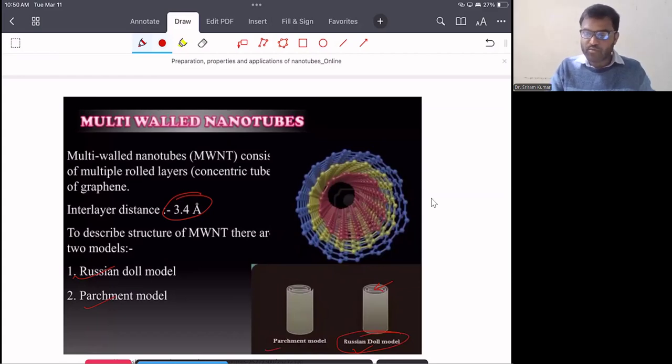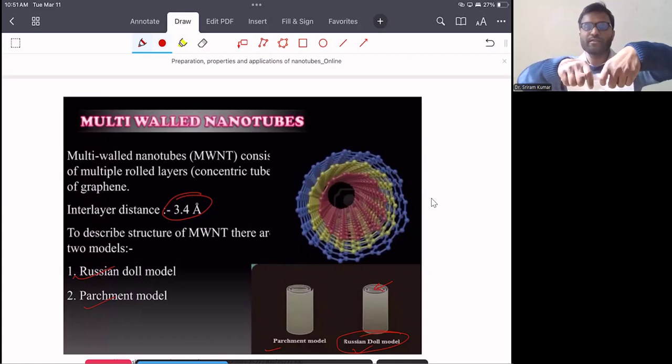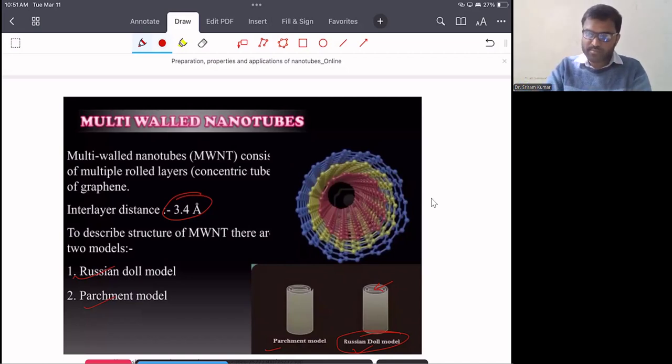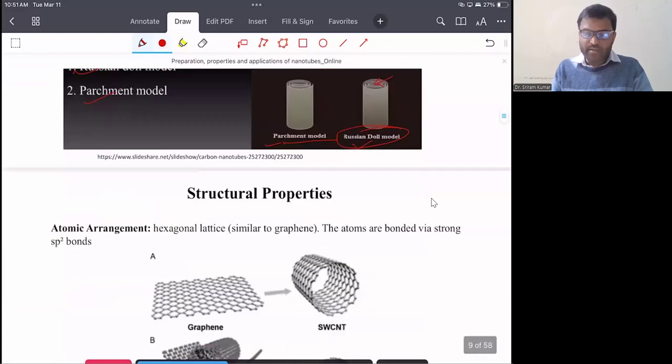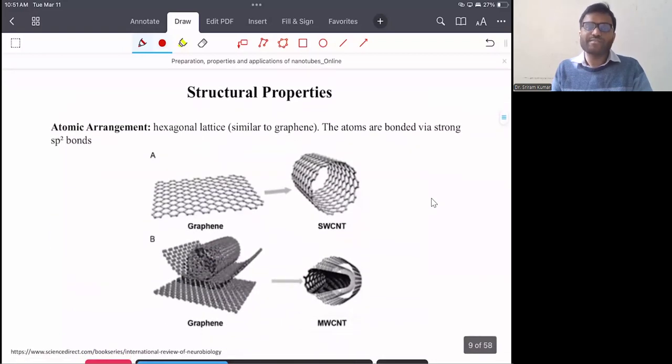However, we have the Parchment model. If you want to explain the Parchment model, we have a CNT sheet here, and if you wrap that CNT sheet like paper folding, if you fold this one this way, we have a kind of structure, and that folding is called the Parchment model. So we have two kinds of nanotube: one is the Russian doll model, and the second is the Parchment model. Okay, so till now we understand what CNT is and how many types of CNT we have.